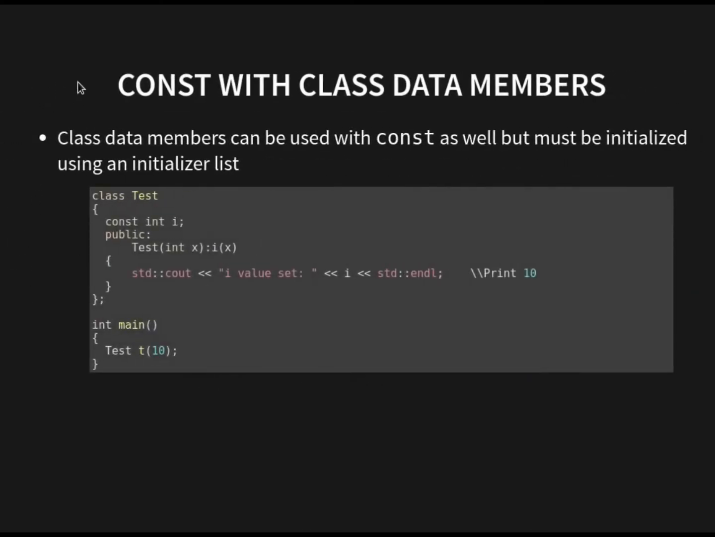Now, we will talk about how const is used with objects and functions. Class data members can also be defined as const. These are data variables in a class which are defined using the const keyword. They are not initialized during declaration, but with an initializer list which we have used before.